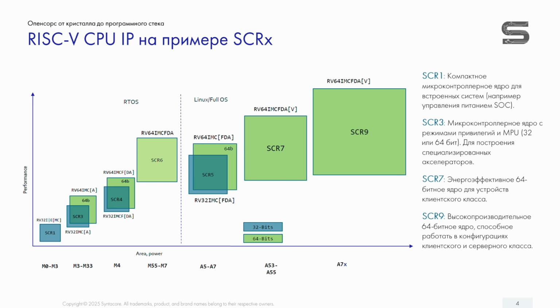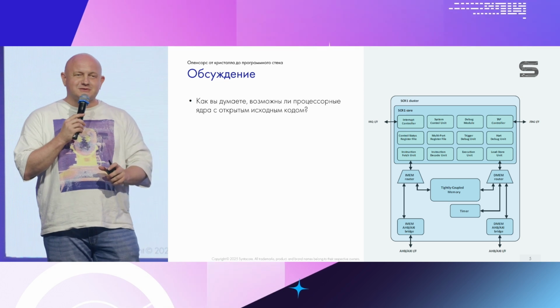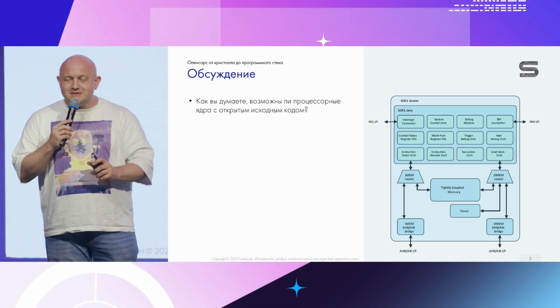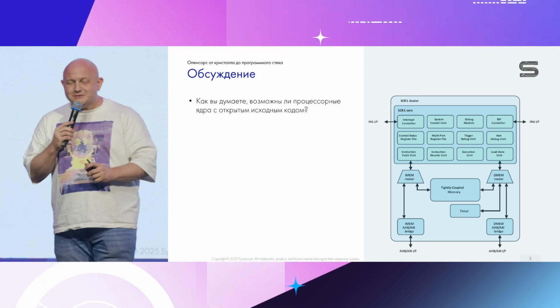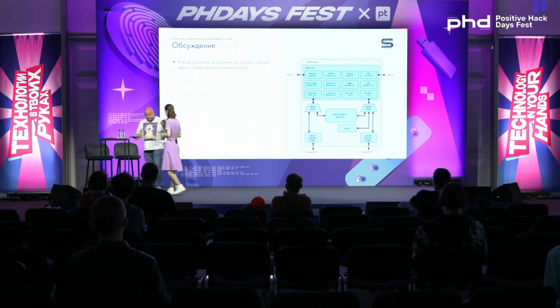compressed instructions, atomics, and even vector extensions. So it's interesting that open source starts from an open command system, open instruction sets, and can the processor core be open source? It's a very interesting question, and I'll give the floor to Anastasia to cover this.